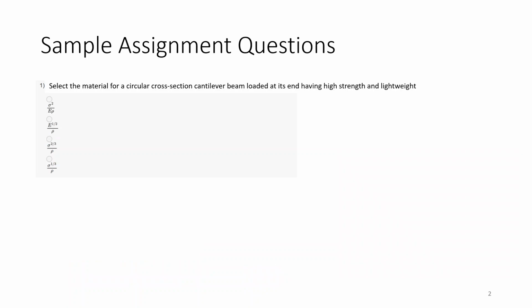Okay, so first question is select the material for a circular cross section cantilever beam loaded at its end having high strength and lightweight. The options are sigma square upon E rho, under root E upon rho, sigma to the power 2 by 3 upon rho, or sigma to the power 1 by 3 upon rho. So correct answer here will be third one.